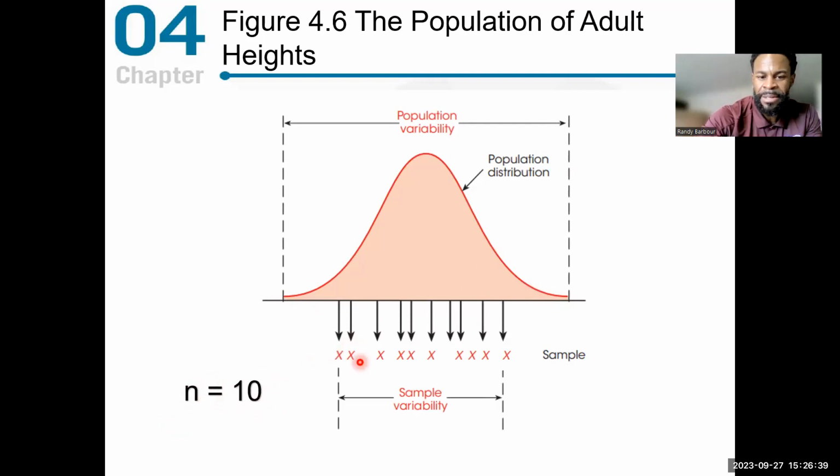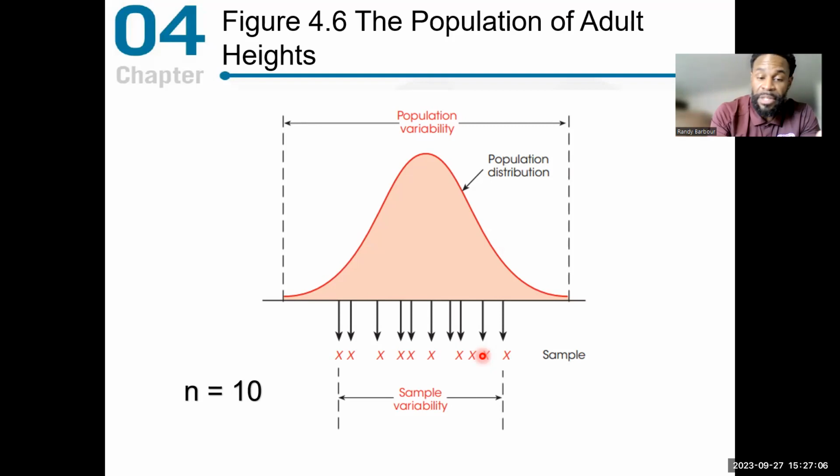Right? So these are my 10 individuals in my sample. If you look at the sample, you can see that the variability is very, very smaller than the overall population variability. You see that there are not as many extremes, right? So they're very, very clustered together. And so since they are very clustered together, the variability, or the variance and standard deviation, is going to be very, very small, right?